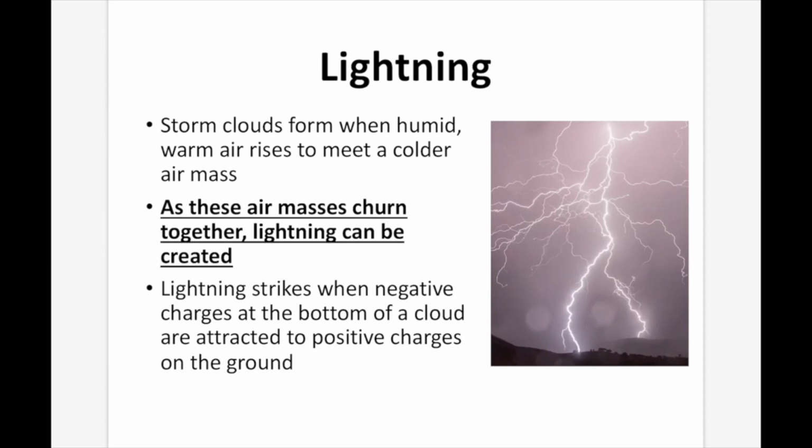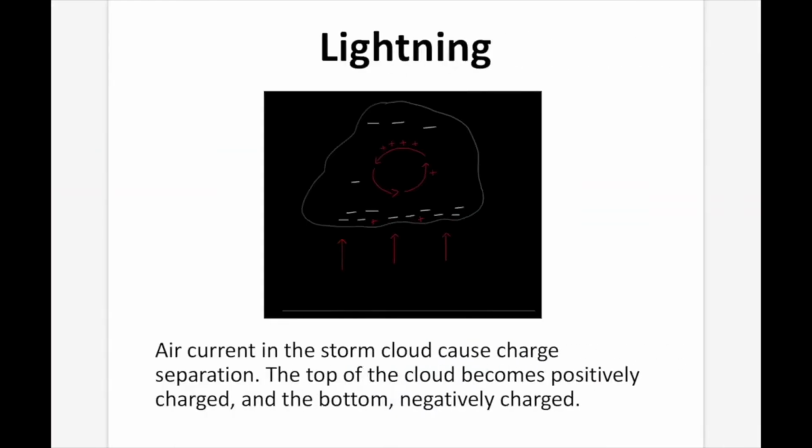So another example of electrostatics is lightning. Storm clouds form when humid, warm air rises to meet colder air masses. As these air masses churn together, lightning can be created. Lightning strikes when negative charges at the bottom of the cloud are attracted to positive charges on the ground. So we can see that here. Air currents in the storm cloud cause charge separation. The top of the cloud becomes positively charged and the bottom negatively charged. So you can see we have an overall negative charge down here and an overall positive charge up here because we're getting this swirling set of air masses.